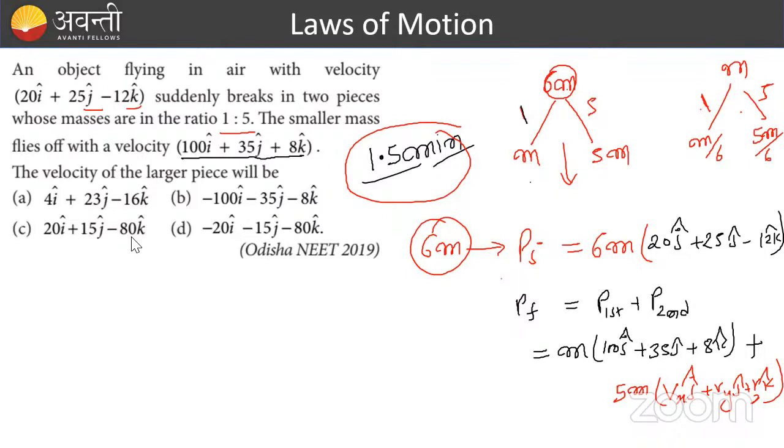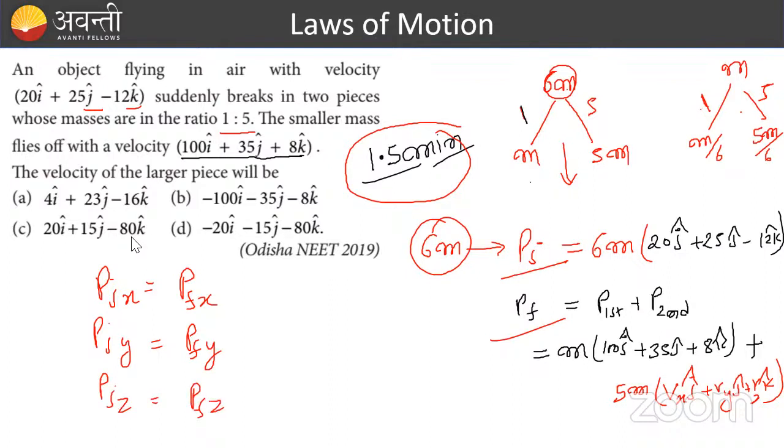Then initial momentum should be equal to final momentum along each direction. So initial momentum in x direction should be equal to final momentum in x direction. Initial momentum in y direction should be equal to final momentum in y direction. Initial momentum in z direction should be equal to final momentum in z direction. तो आप इसको solve कर लो. If you're going to solve it, what will you get here?